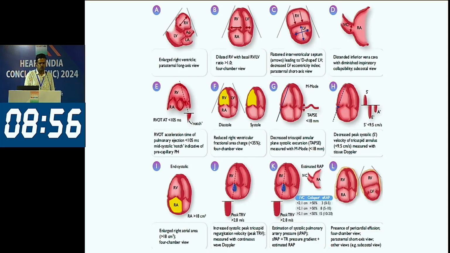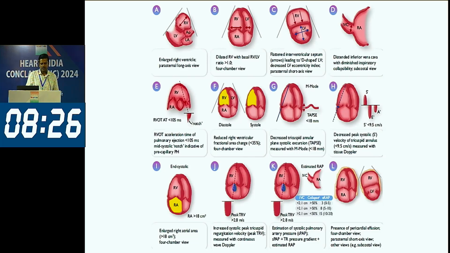These are some echo features, and this is the most important slide in this presentation. You have to look for the RV size, enlarged RV as compared to LV, the eccentricity index more than 1, IVC dilatation. Then you have to look for the RV function, which is measured by TAPSE. TAPSE less than 18 is RV dysfunction. By tissue Doppler, S prime less than 9.5 is RV dysfunction.